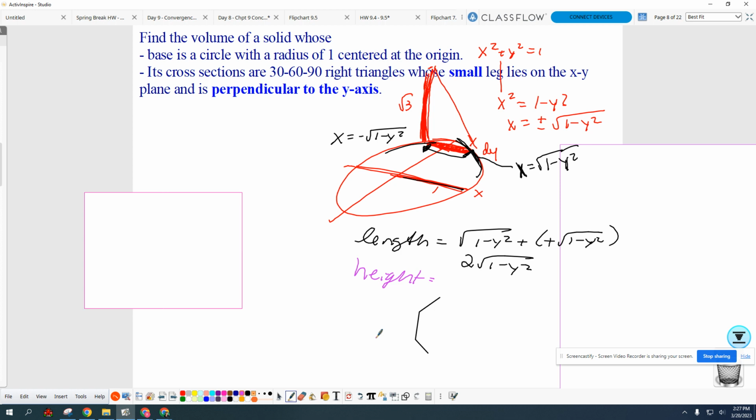So the height is root 3 times that, and then you integrate that from the bottom up. The area is actually kind of nice: 1/2 the base times the height, 2 times this, and 2 root 3 times this. 2 divided by 2, the square root went away and it actually became something nice.